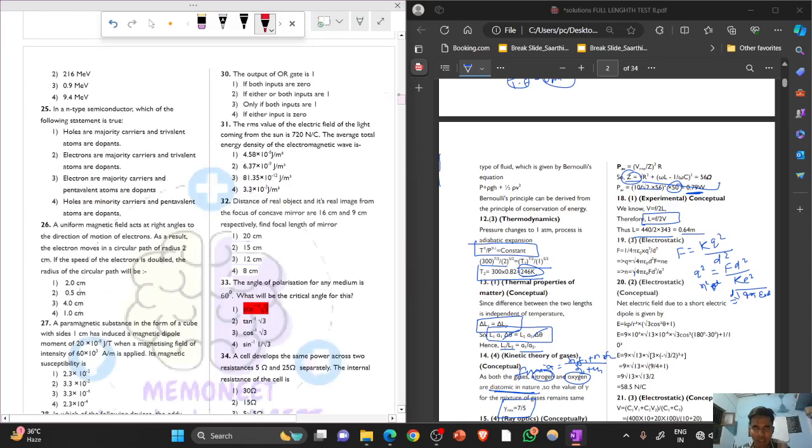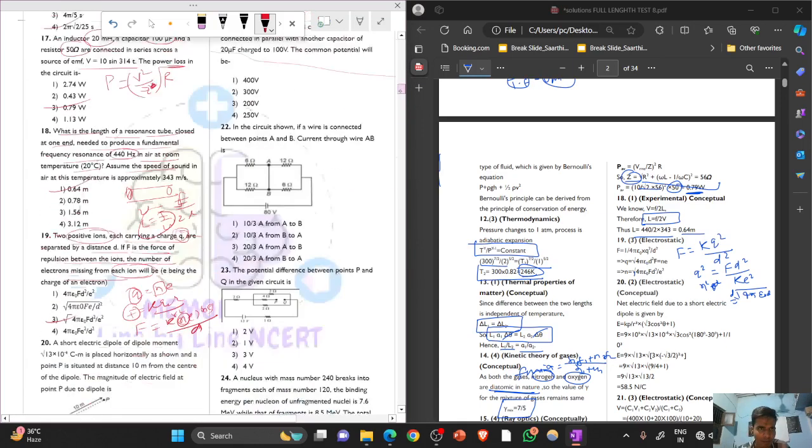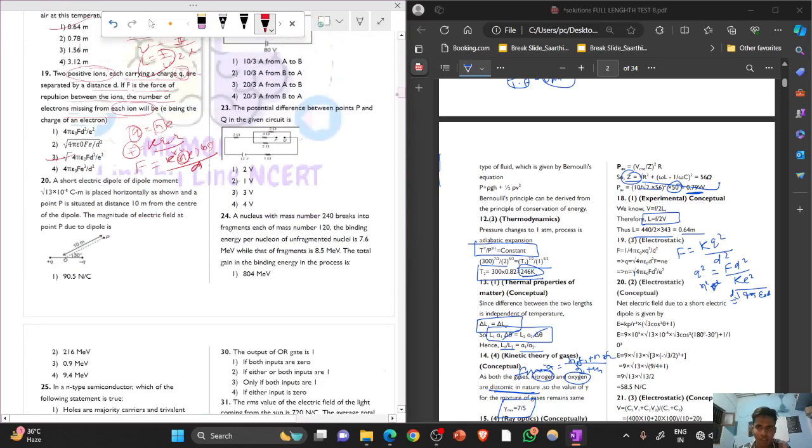So moving ahead. Looking at the next question. A short electric dipole of this dipole moment is placed horizontally as shown in the figure, at 10 cm from the center of the dipole. It's a simple formula based question.